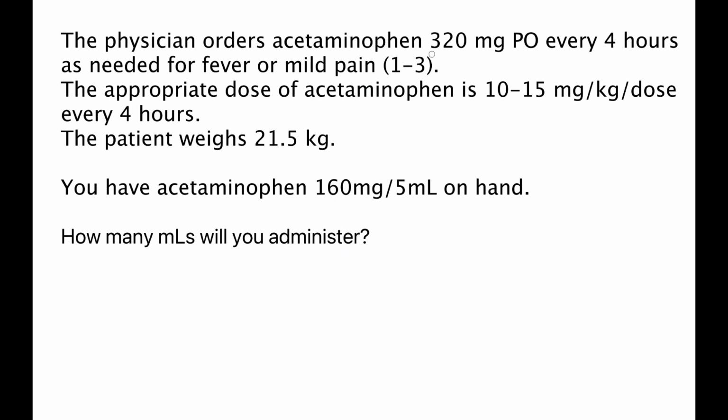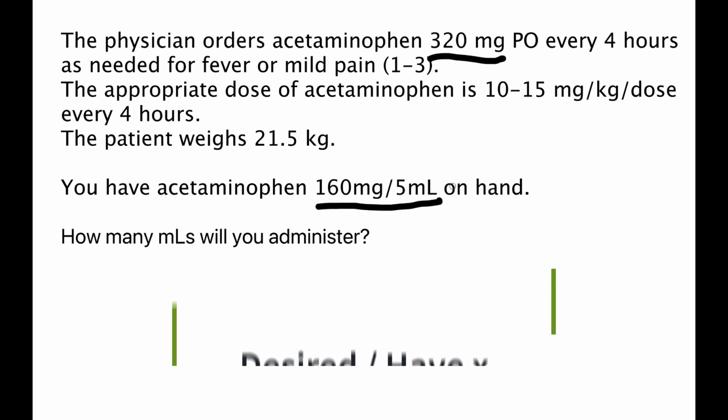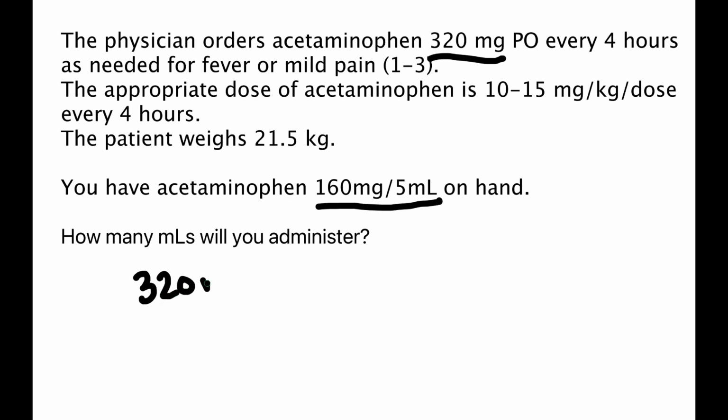Well, we know our dose, this is what we want to give, and we know the concentration. There's a few different ways to do this. You can do desired over have, which is probably the most common way. To do this, we would say that we desire to give 320 milligrams. And what we have on hand is 160 milligrams.